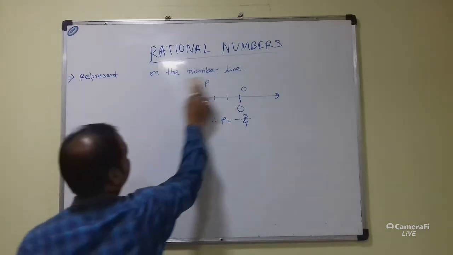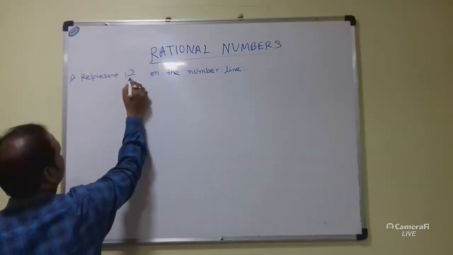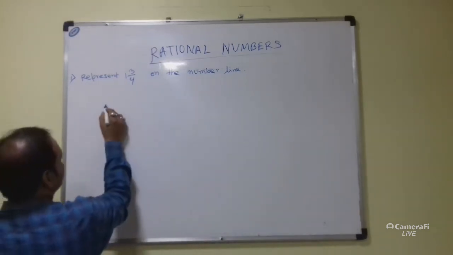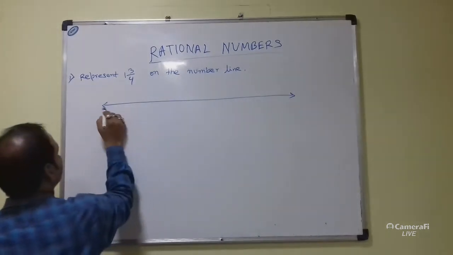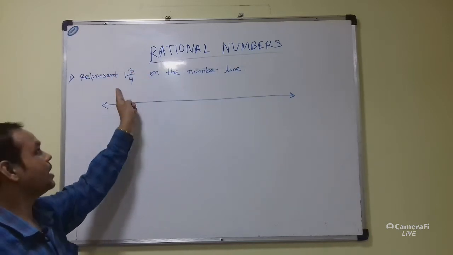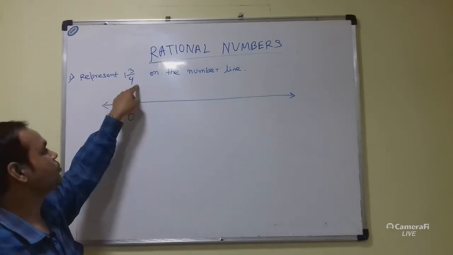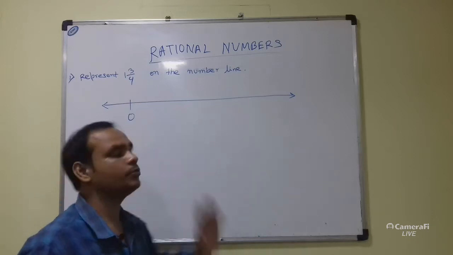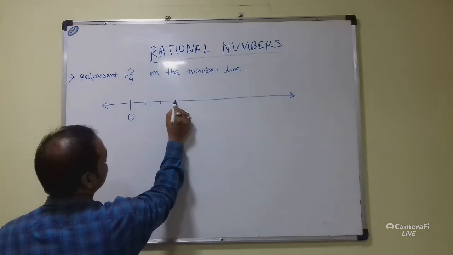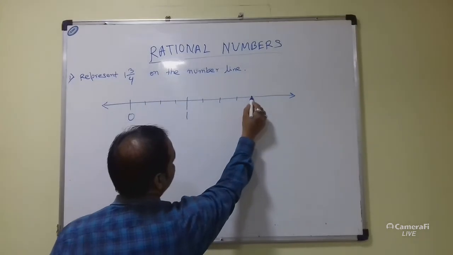Now the next problem is 1 whole 3/4. How do we represent 1 whole 3/4? In this case, you have to set 2 unit values, because we have to take 3 parts out of 4 parts after 1. This is 1 whole 3/4. The denominator is 4, so we take 4 equal parts: 1, 2, 3, 4. It is 1, and then again 1, 2, 3, 4.